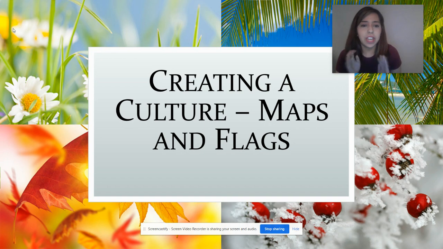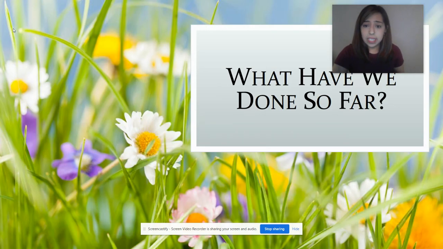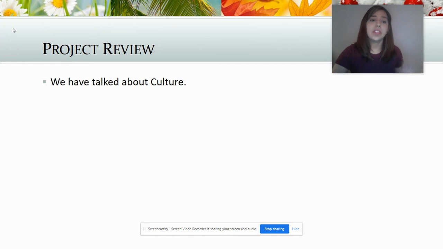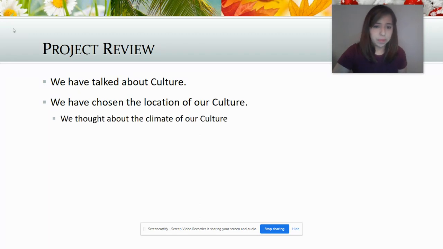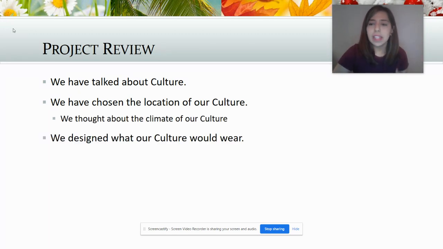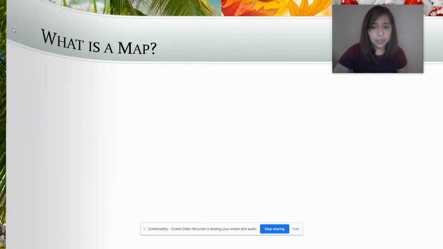All right, so I wanted to jump into the next part of our connections, creating your own culture project, and we're going to jump into maps and flags. Let's take a look at what we've done so far. We've talked about what culture means. We've chosen the location of your culture, thinking about the climate, and that affects what they will wear. What we're going to do next is you're going to make a map for your culture.